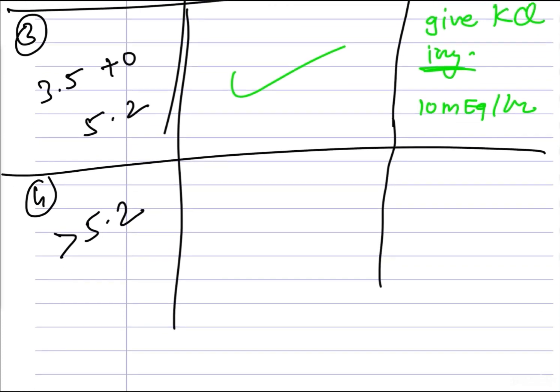Now assume that potassium level is above 5.2. The patient has not suffered so much vomiting, dehydration, so potassium level will be high in the blood. So what will we do? We don't need to give potassium, no need to give potassium, because potassium level in the blood is already high, and we have to give insulin, because insulin is our treatment.